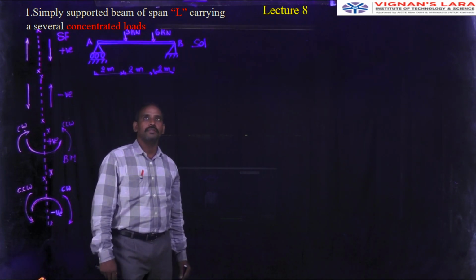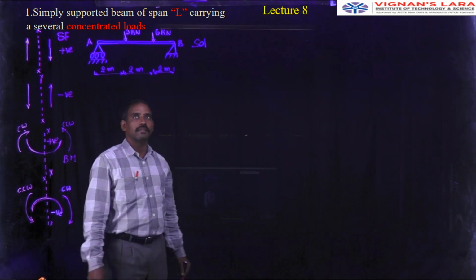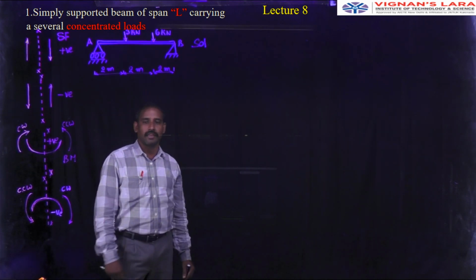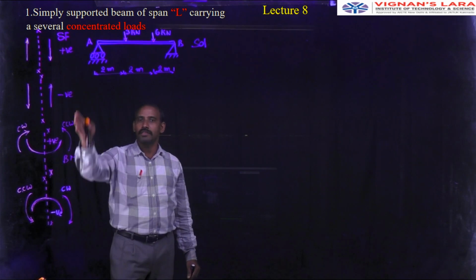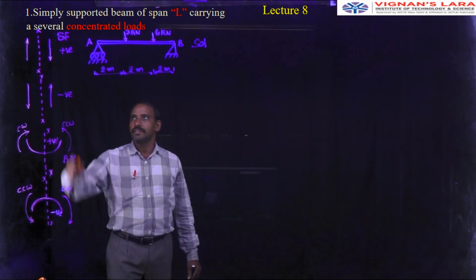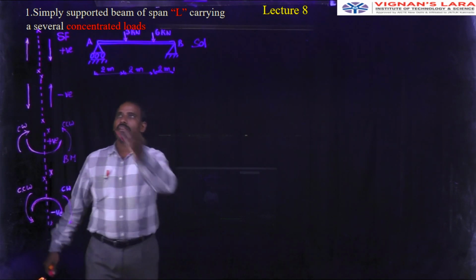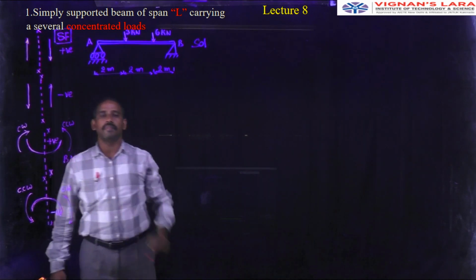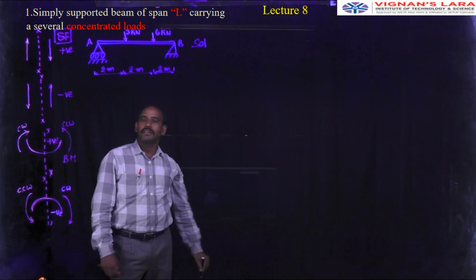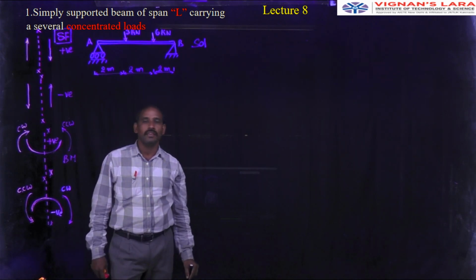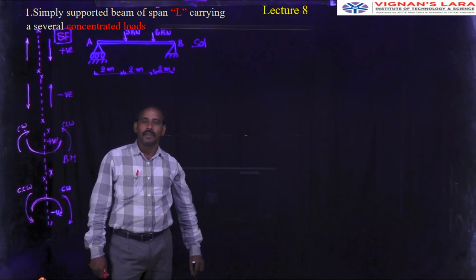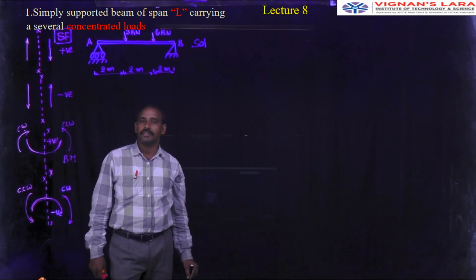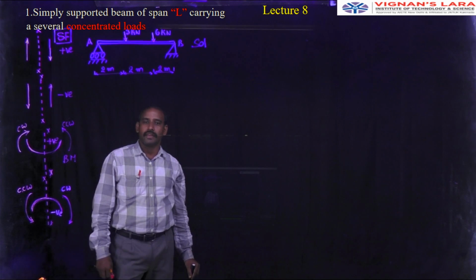Before going to solve the problem or draw the shear force and bending moment diagrams, it is better to review the sign convention. First one is the shear force. As we know, left of the section upward is taken as positive, right of the section downward is usually again positive. Then the shear force left of the section downward and right of the section upward is again taken as negative.